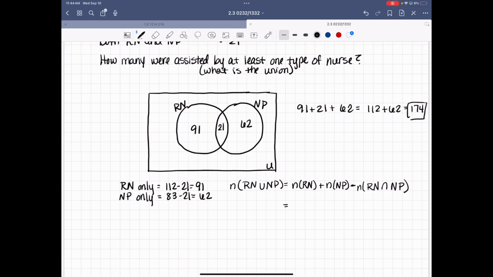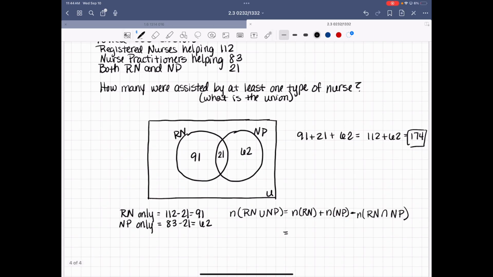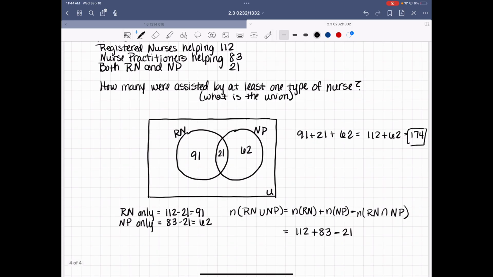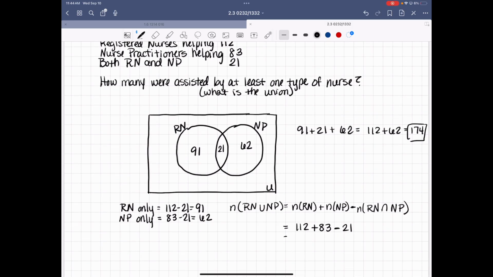What was the cardinality of the RNs? 21 and 91. So 112, yeah. What was the cardinality of the nurse practitioners? 83. And then that intersection was 21. Yep. Their intersection was 21. So that gives me 195 minus 21, which does give me 174, which was what we got right here.